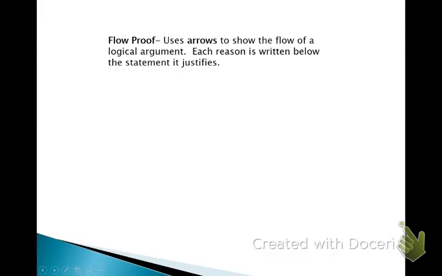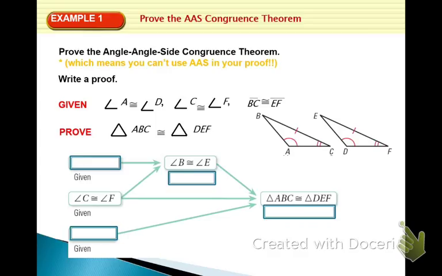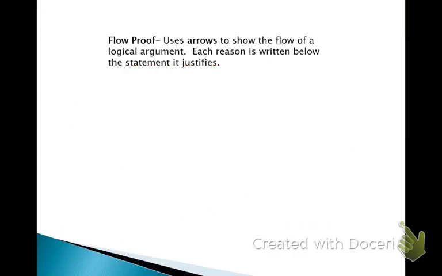Flow proof. Okay, a flow proof uses arrows to show the flow of a logical argument. Each reason is written below the statement and justified. So a flow proof is one more step further in organizing a proof than a two-column proof or a statement reason proof, because the statements that lead to another statement are connected to it by arrows. You'll see what I mean when I put this next flow proof up.